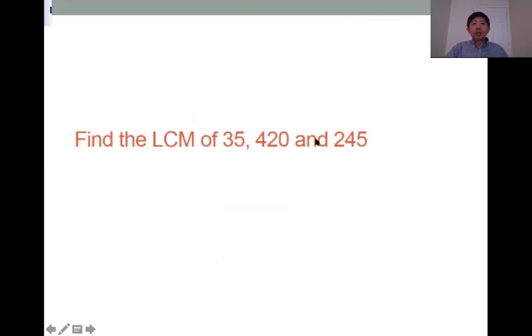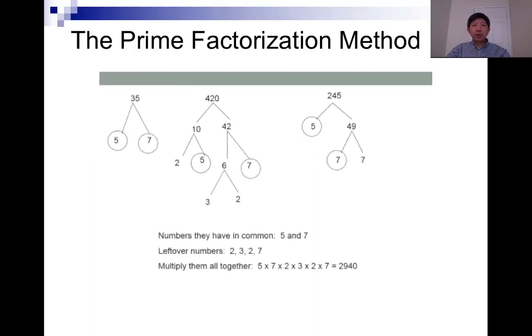And next, how about we do 3 numbers. So we have 35, 420, and 245. Okay, I want to find the LCM for 3 numbers. So again, I can do the prime factorization method. I find all the prime numbers like this.